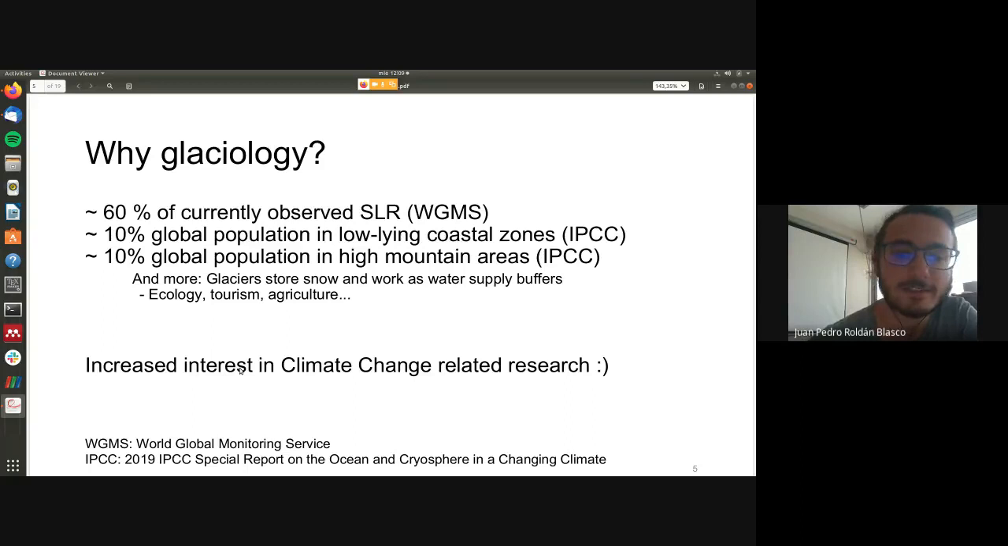So the effects of glacier changes throughout the globe are very easy to assess, and there is a lot of growing interest now, because these changes are happening and they are accelerating. And that's a more pragmatic point of view, I would say, but it means there is increased interest in climate change related research, which means that there is now more funding available, and we have a lot of European and international projects that try to have better models or better results to assess these changes.